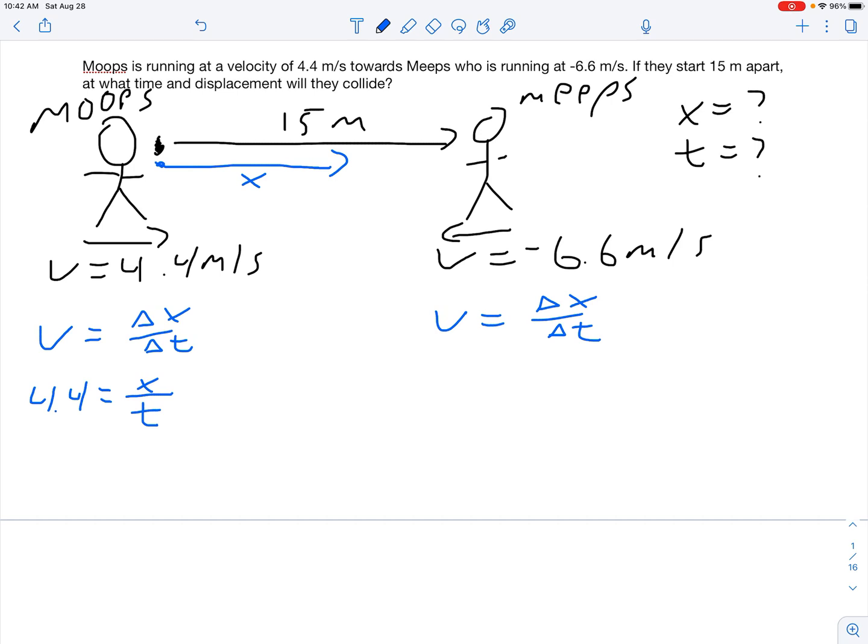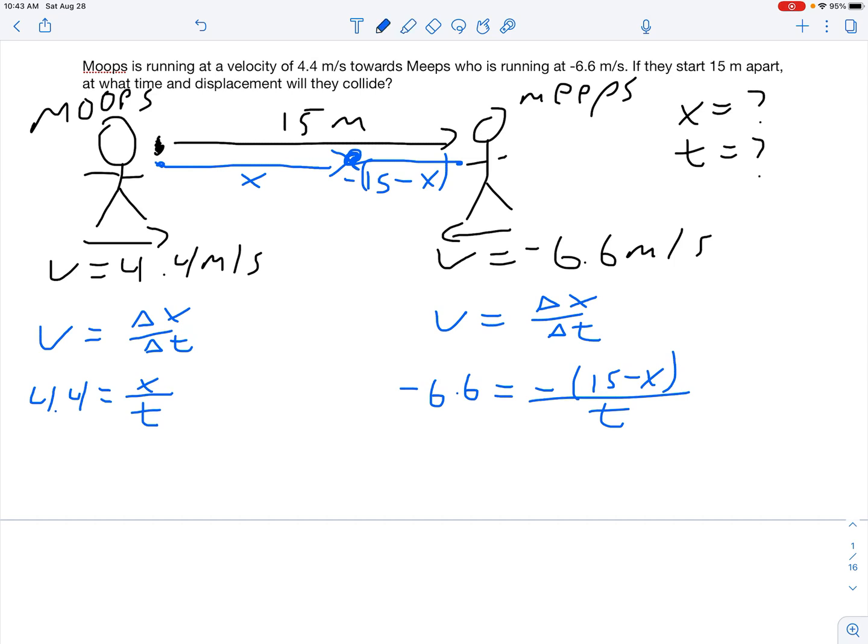Meeps is negative 6.6. Her distance is what's left over, so her distance would be 15 minus whatever he ran. However, she is running in the negative direction, so her distance is negative 15 minus x. And the time is the same. If we start the stopwatch when they both start to run, we would stop it right when they collide. So both t's are going to be the same number, because they're reaching the collision point at the same time.